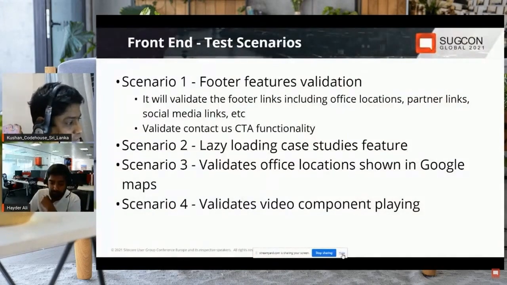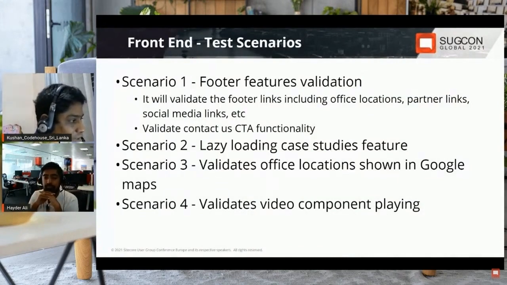There are a few test scenarios that we will be demoing for this event from our Codehouse test automation framework. The first one is how we validate the footer links on our own Codehouse website, which is done on Sitecore. We will look at links like office locations, partner links, social media, how it validates, and also the context as CTA functionality. Then we will check lazy loading of case studies, how we validate the lazy loading feature, and also validate the office locations in Google.